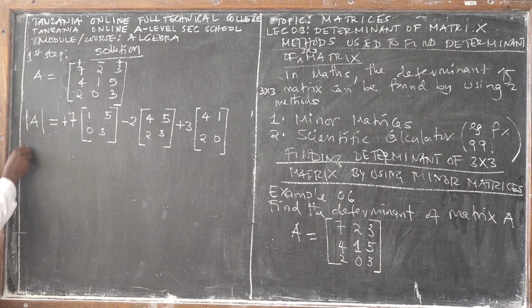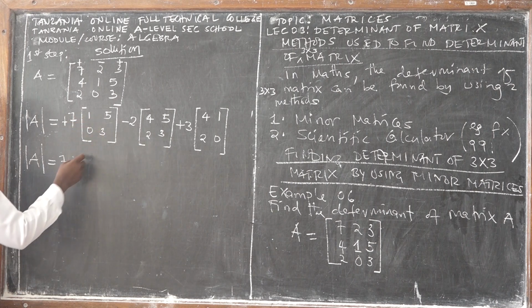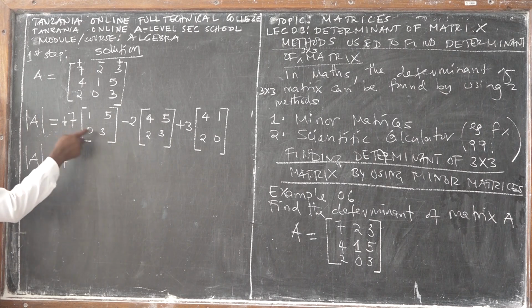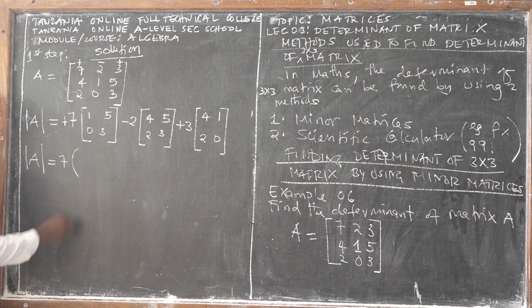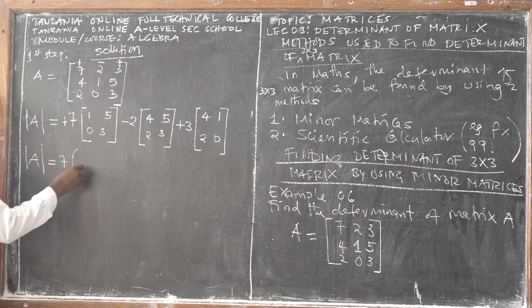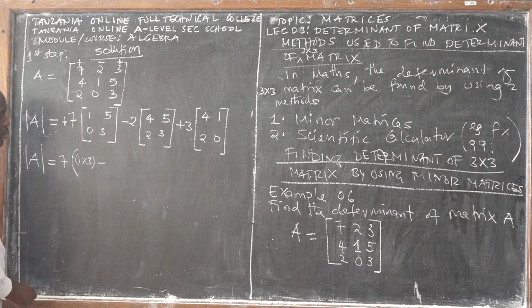Then next, we are looking for the determinant of matrix A. Then we have positive 7. We may write the positive sign or may not write it. Then we are going to use determinants of 2 by 2 matrices. This is a 2 by 2 matrix: 2 rows, 2 columns. Okay? So to use the determinant of the 2 by 2 matrix, we are going to take 1 multiplied by 3 minus.